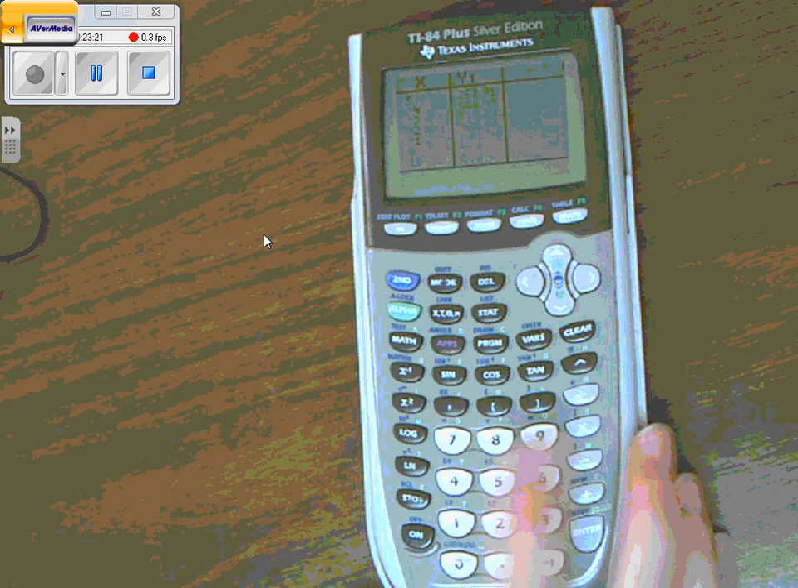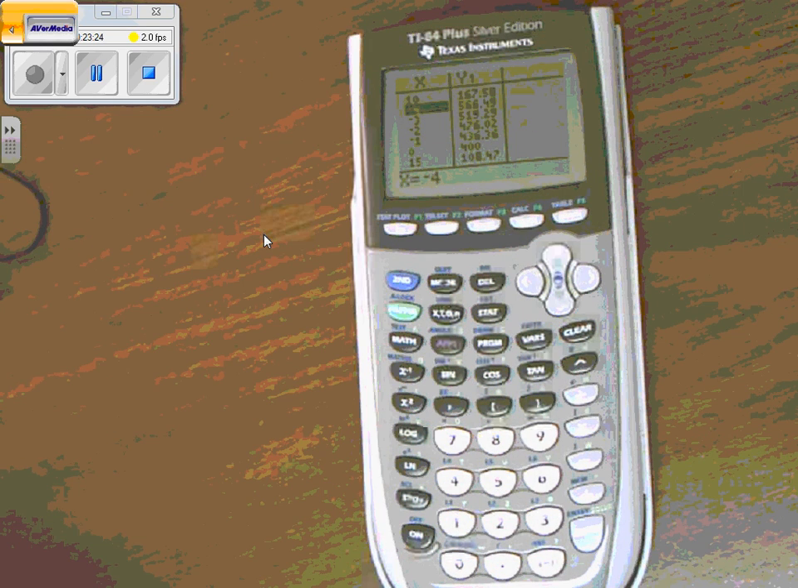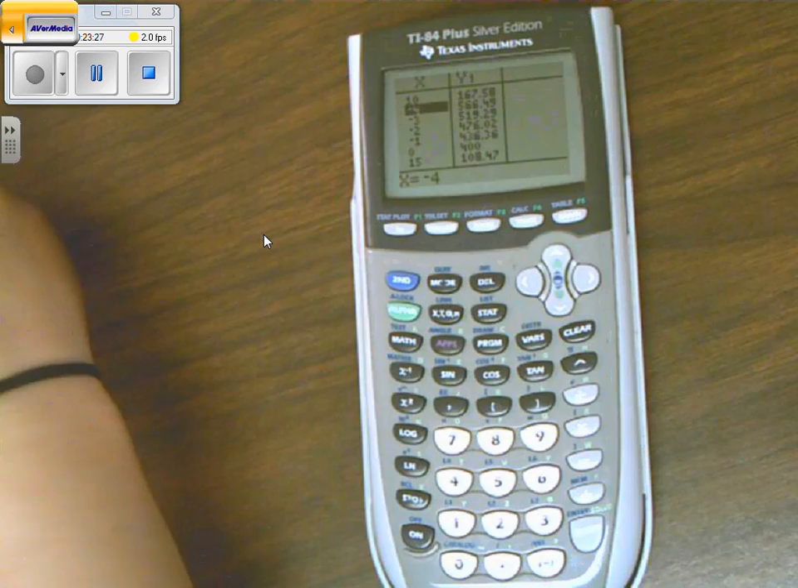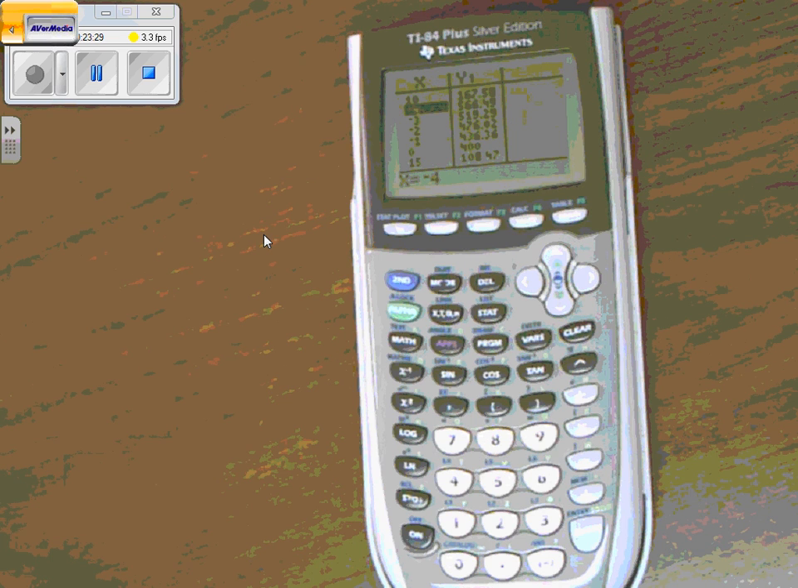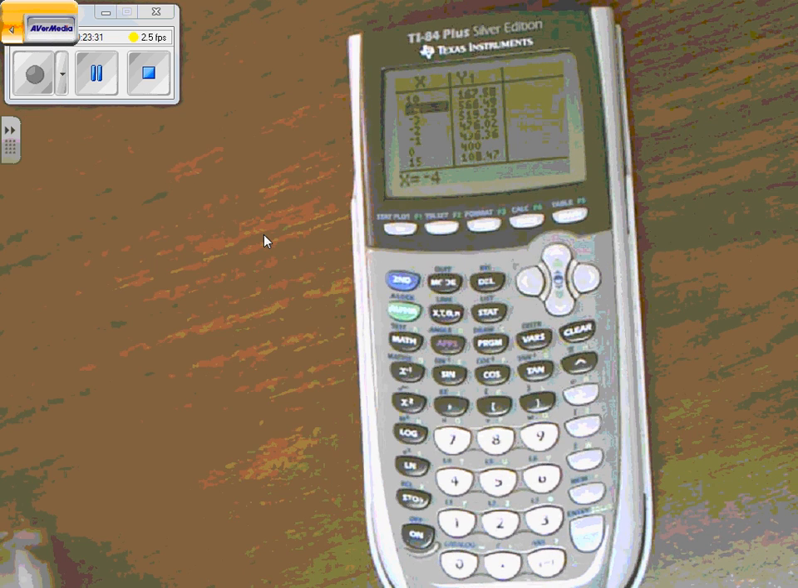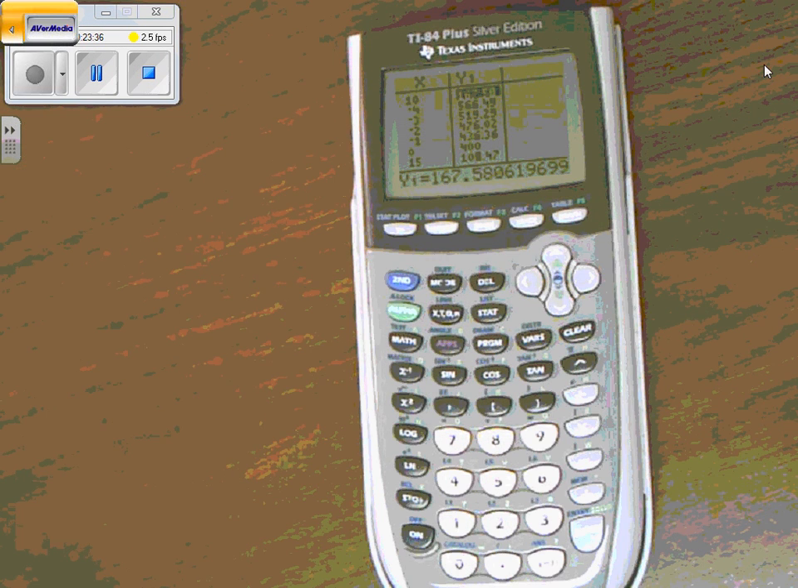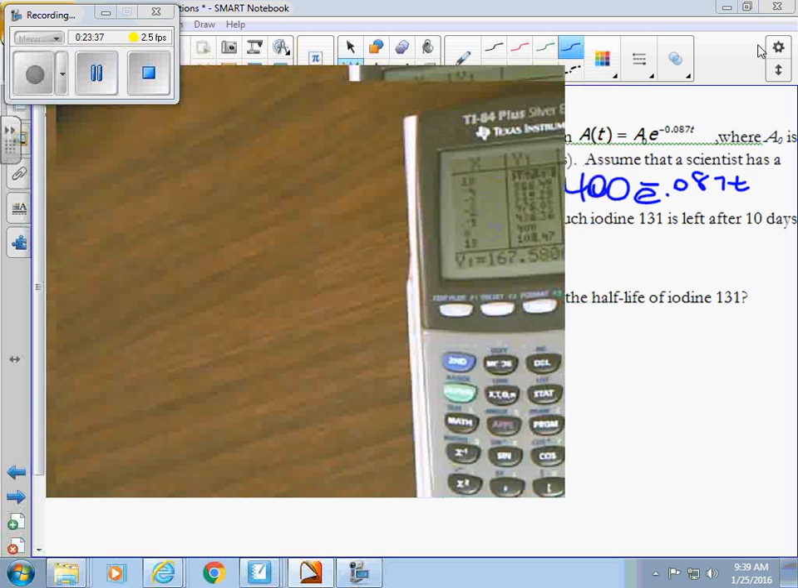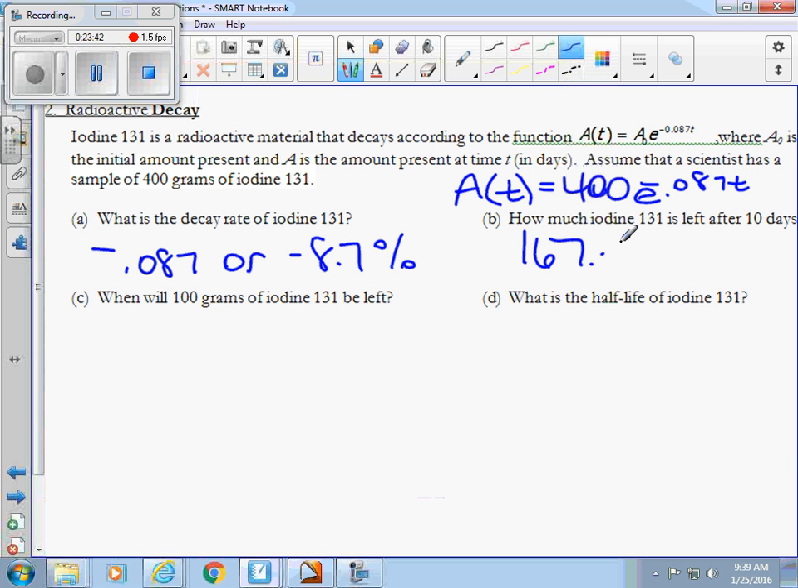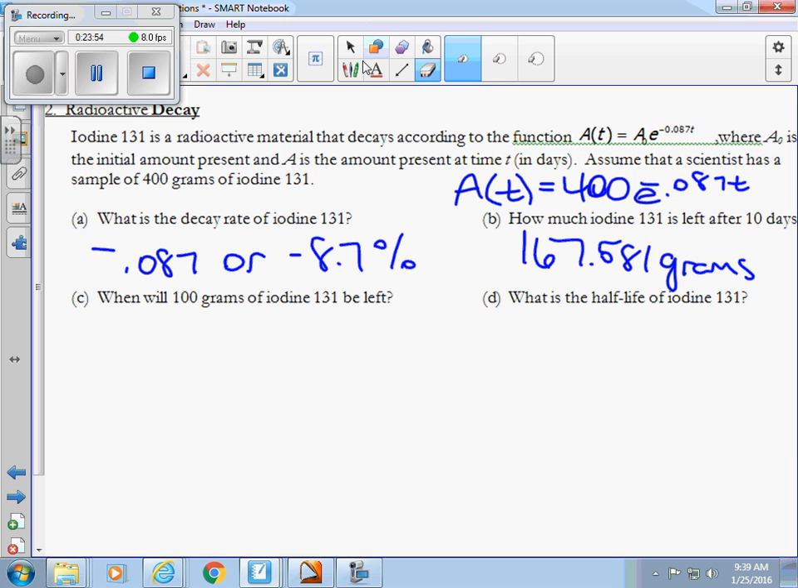For this question, I'm just going to go to my table and type in 10, because I want to know the amount of iodine left after 10 days. And so I get 167.581 grams of iodine 131. Any questions about that one?